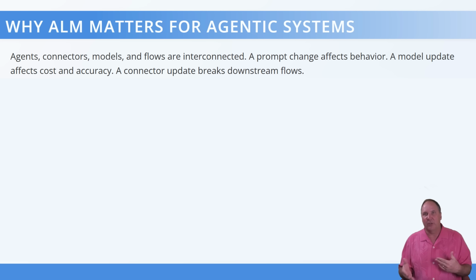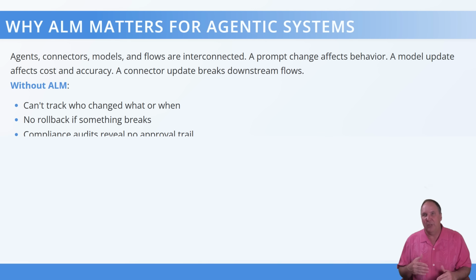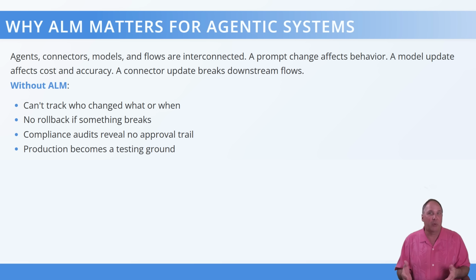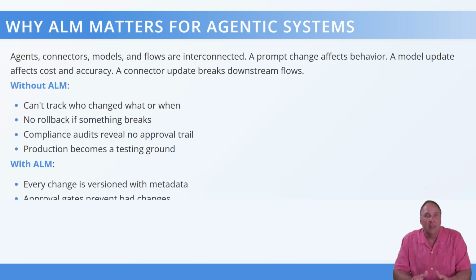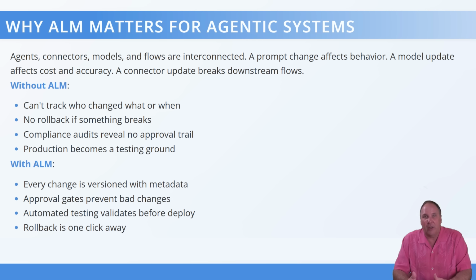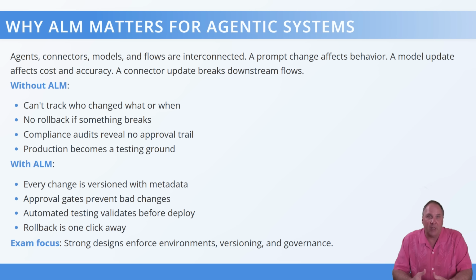By Thursday, you have 200 customer complaints about inconsistent responses. Now, can you revert to the previous version? Do you even know what changed? Do you have an approval trail? Does your company have a compliance requirement that all changes be tracked and approved? Without ALM, you're flying blind. With ALM, versioning, change tracking, approval gates, you would have caught this. The change wouldn't have gone to production without review. And if it had, you could revert instantly because you have versioned snapshots.